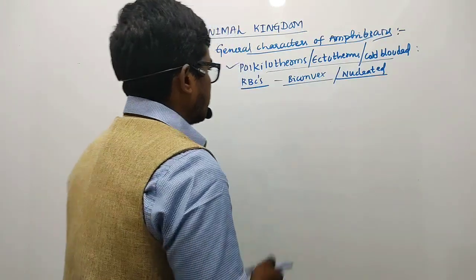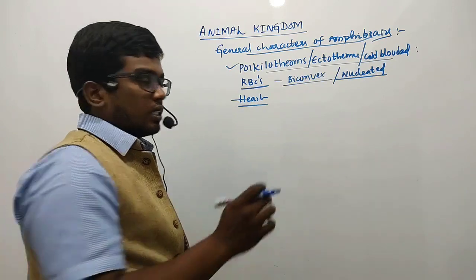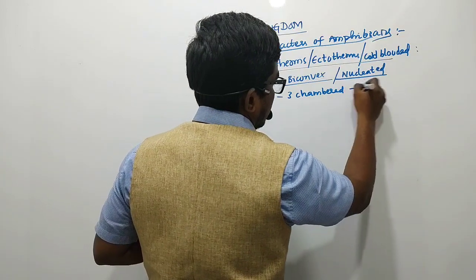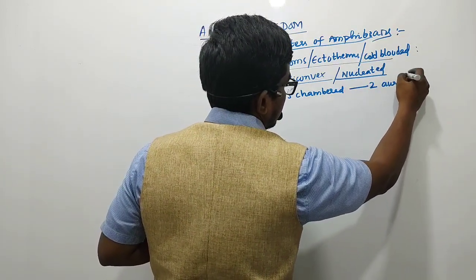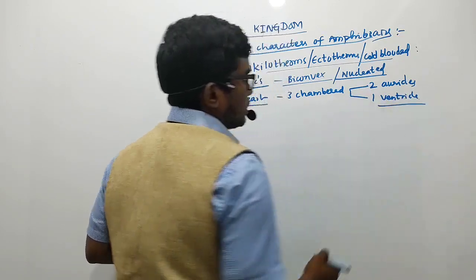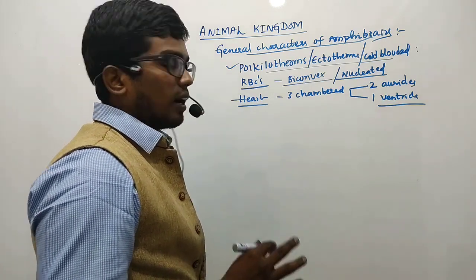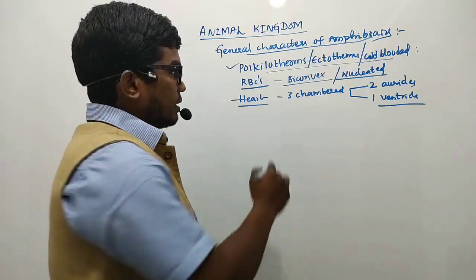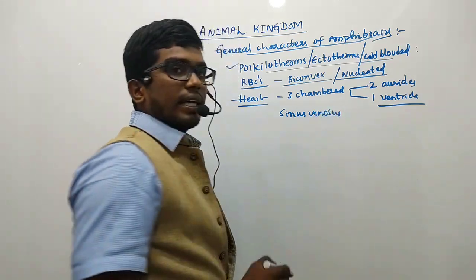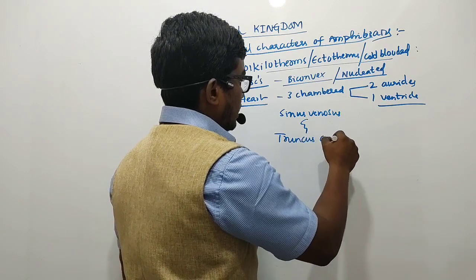Remember, that's very important. Next, coming to their circulatory system, they have a heart which is three chambered. It has two auricles and one ventricle. So these are the three chambers of the heart in amphibians. They also have the sinus venosus, and secondly, the truncus arteriosus.